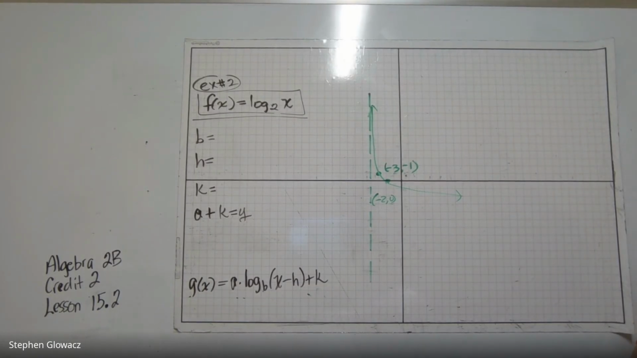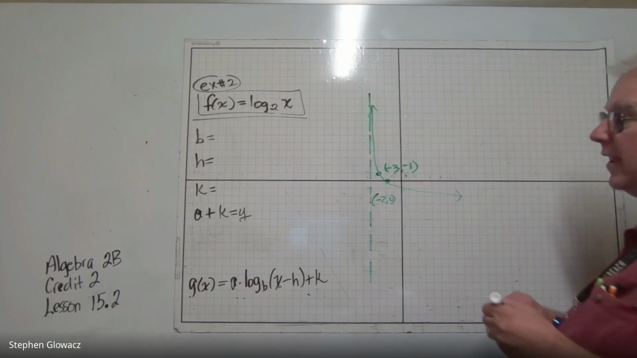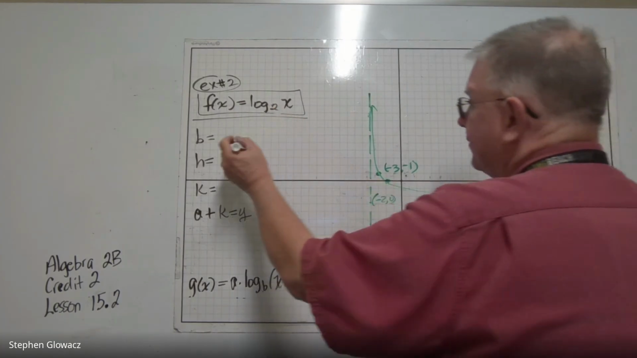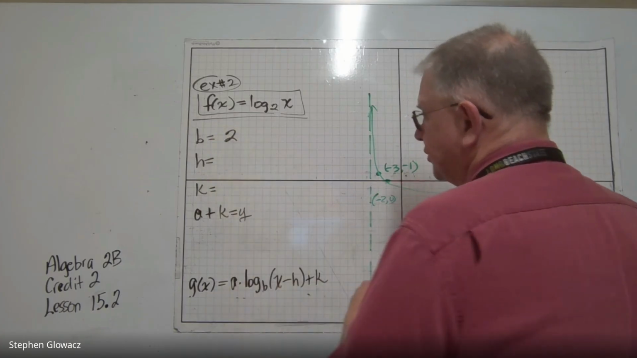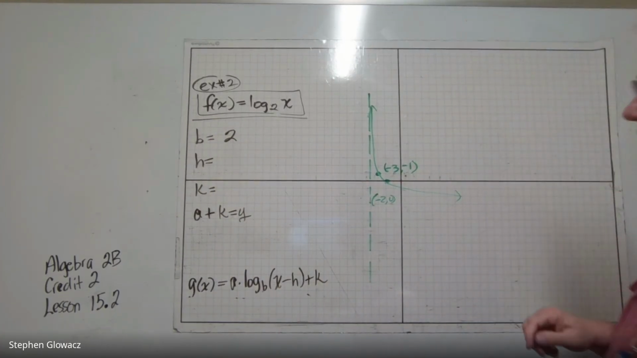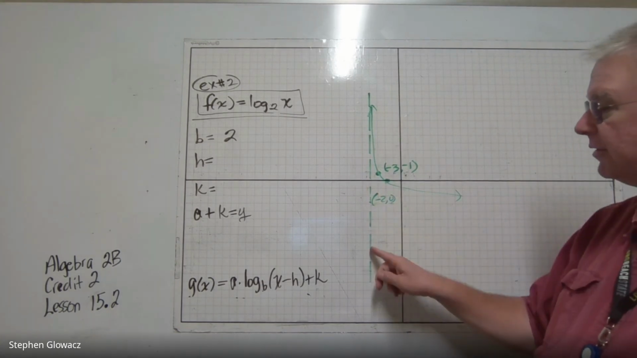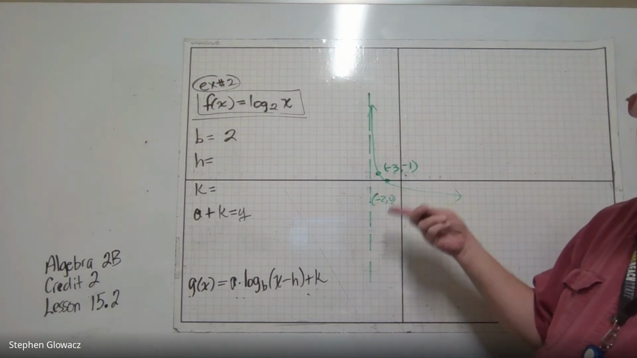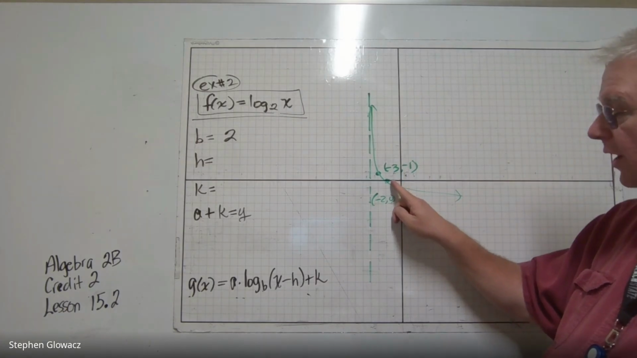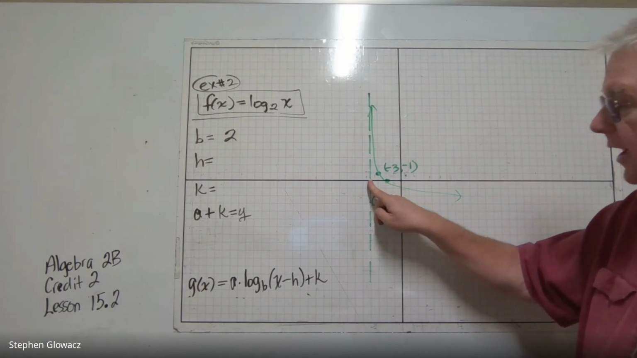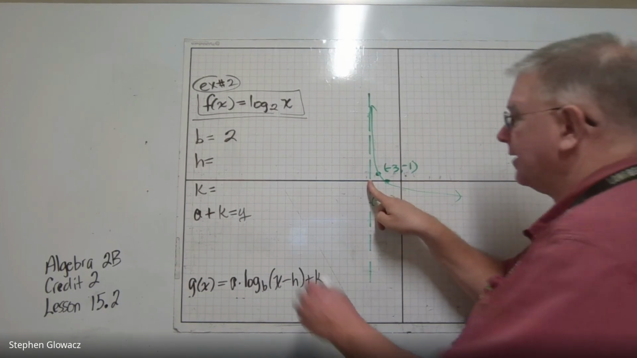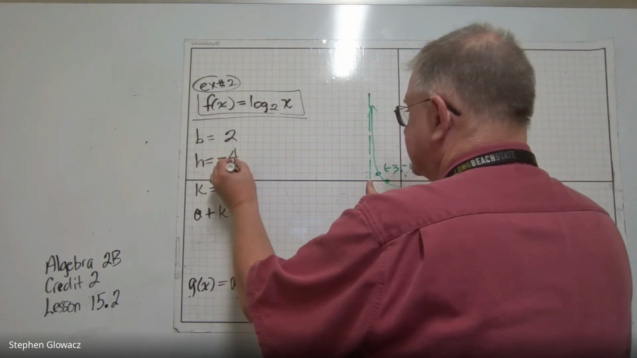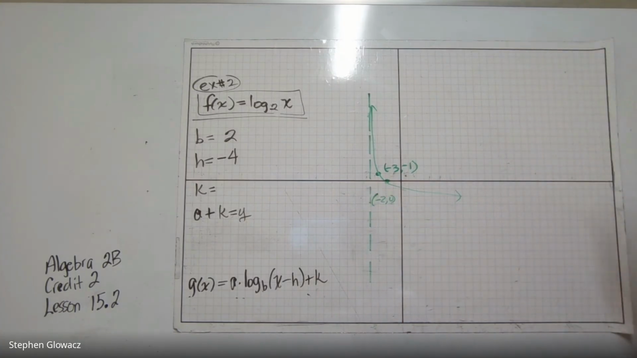All right, so let's start filling in our information here. From the parent function, we know that B is 2, our base is 2. Remember, H is the asymptote, where the asymptote passes through the x-axis. So it's 1, 2, 3, 4, negative 4. So it's passing through the x-axis at negative 4. So H is negative 4.